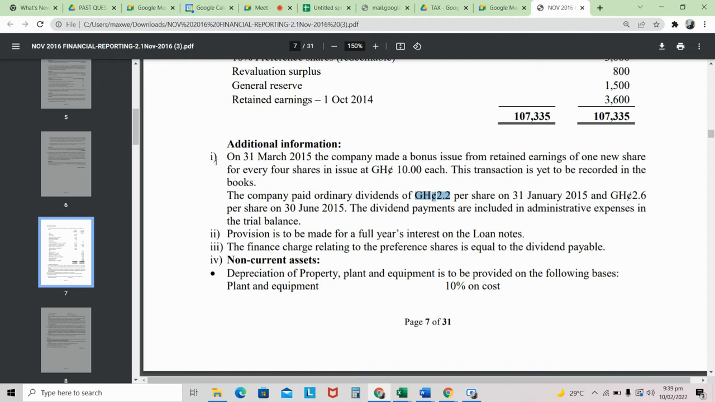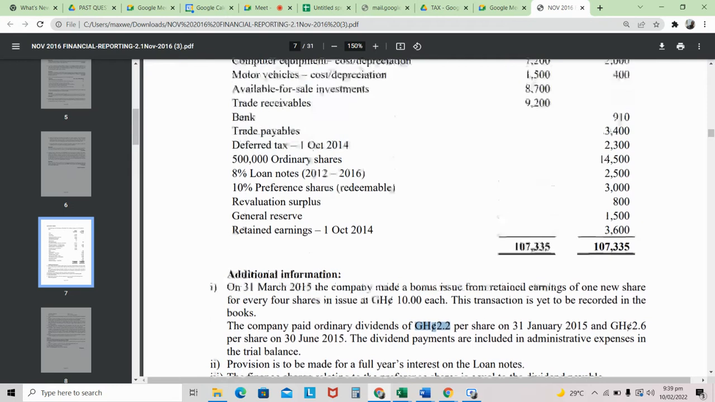Okay, so note one: on 31st March 2015, the company made a bonus issue from retained earnings of one new share for every four shares in issue at 10 Ghana cedis each. This transaction is yet to be recorded in the books. Okay, so at the beginning of the year, the company had 500,000 ordinary shares.